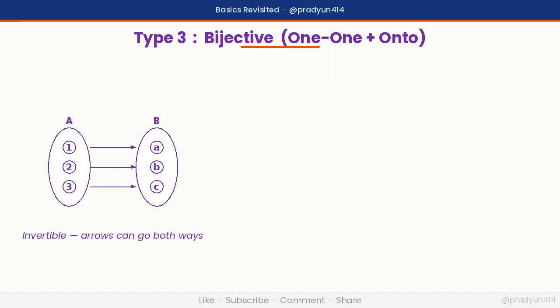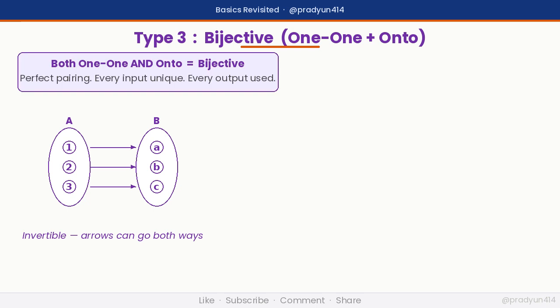Type 3 is the bijective function. It is both one-to-one and onto simultaneously. Every element of A maps to a unique element of B, and every element of B is reached. This makes the function invertible: the arrows can go in both directions. Bijective functions are perfect pairings between two equally sized sets.